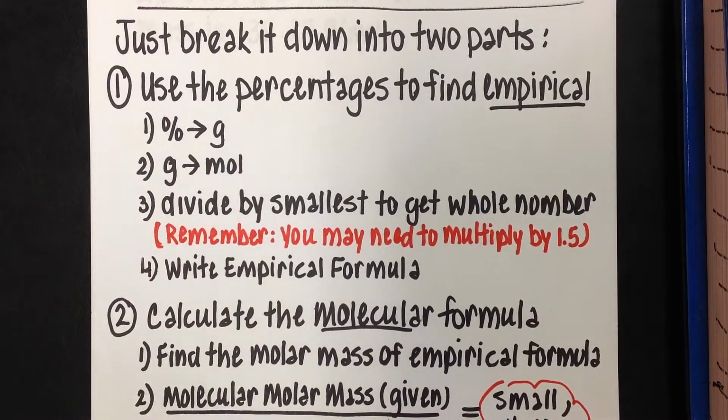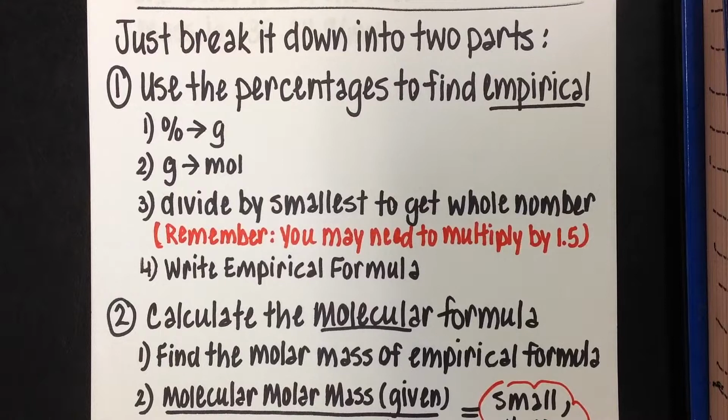Then you're going to look at all of your answers, find the smallest number, and you're going to divide every answer by the smallest number. Now, the goal here is to get a small whole number. We're looking for that subscript. Sometimes we'll get numbers that end in 0.5, like maybe 1.5 or 2.5, and in that case, you're going to multiply all of your answers by a 2 because we can't have half of an atom. You're going to take those numbers, write your empirical formula.